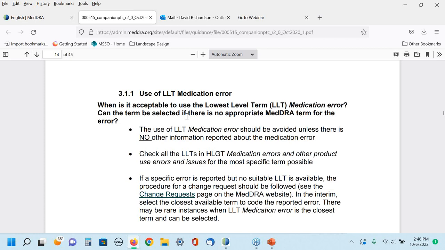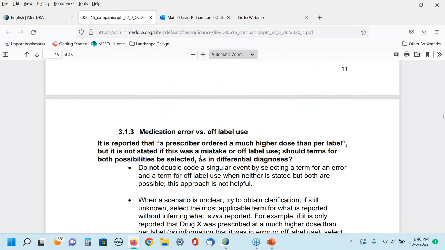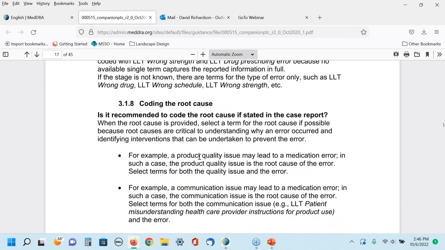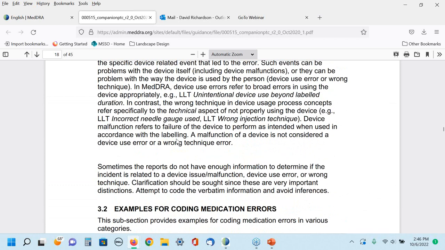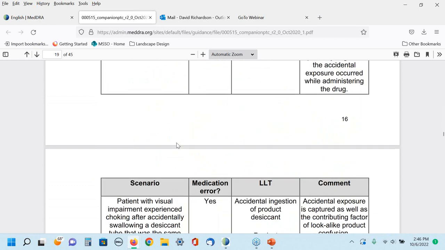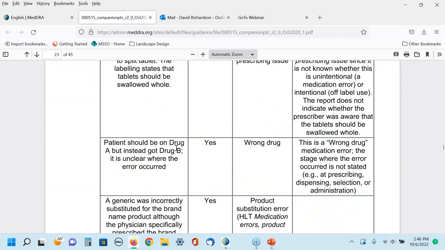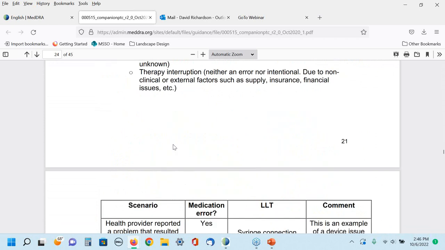Because if you don't do any detective work, 30% of the cases in your database would be medication error, which doesn't provide a glimpse of what's going on. That would be like having 30% of your database just say adverse event. Your job is to look at the 85,000 LLTs that do provide more information. So it's got all kinds of things in here about potential errors, all the things that went into building that tool, coding the root cause if we're aware of what the root cause was, and then a series of examples of various scenarios of whether it's a medication error or not and what would be the proper LLTs, and this goes on for 25 pages. So that's on the MedDRA website under support documentation.